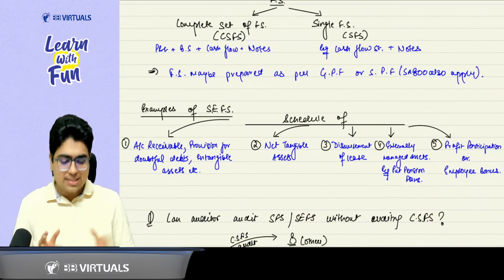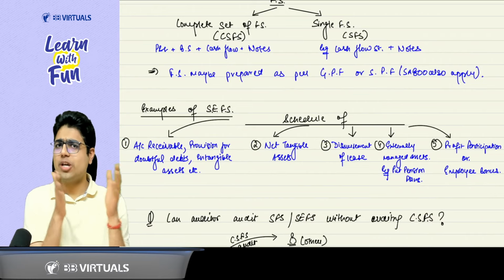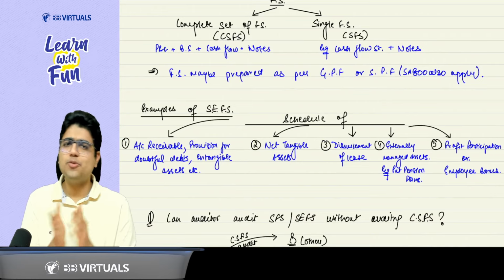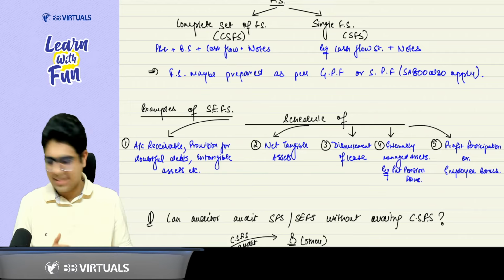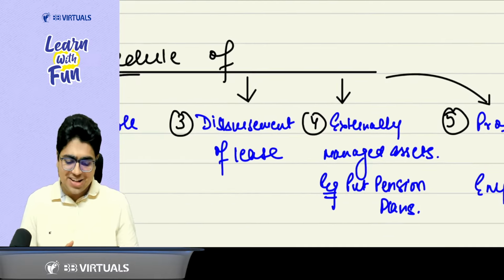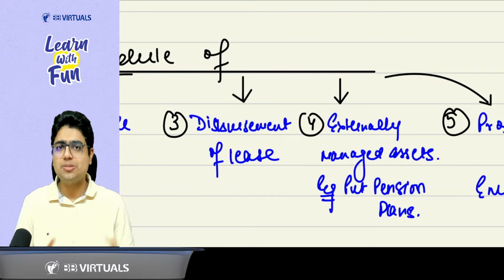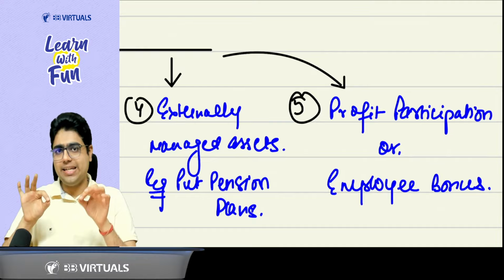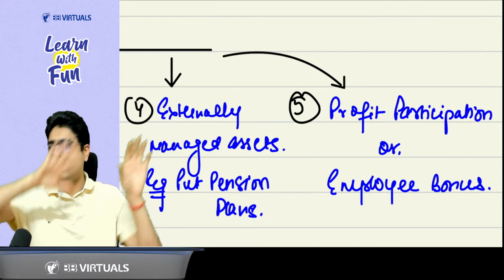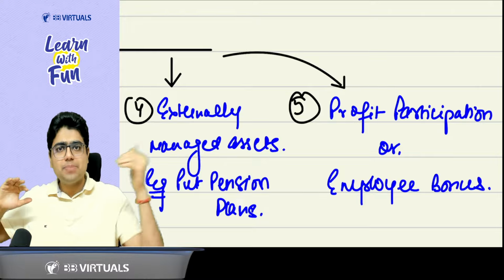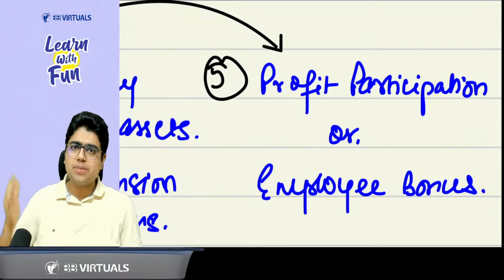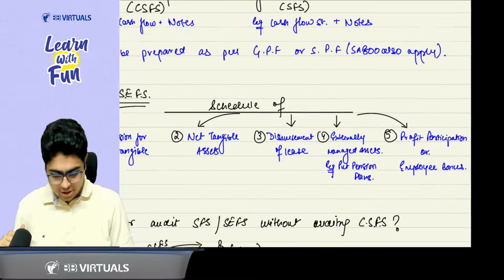So you can remember these four or five examples very easily. First of all, talking about the assets: under current assets, you can talk about debtors, provision for doubtful debts, and intangible assets. Then you can talk about tangible assets. Then you can talk about assets on lease, and disbursements on lease. Then two employee points. First, the employees' money, the pension money that you have invested outside, which is managed by some other person. So externally managed assets like a private pension plan, or profit participation or employee bonus. Got it? Got it, sir.